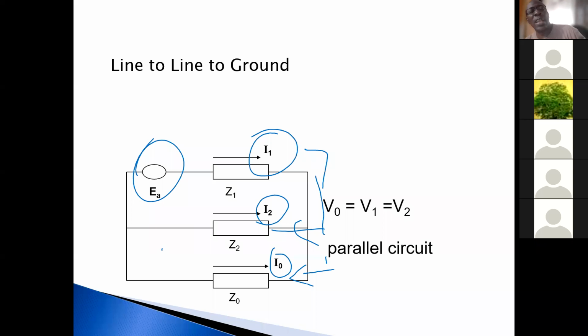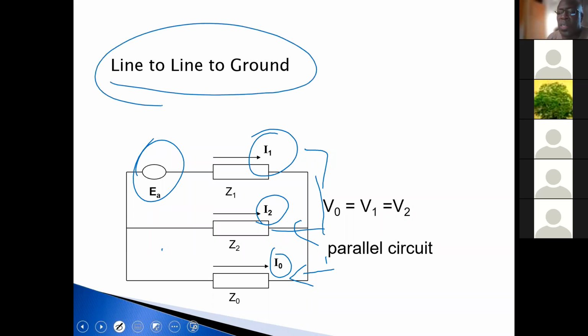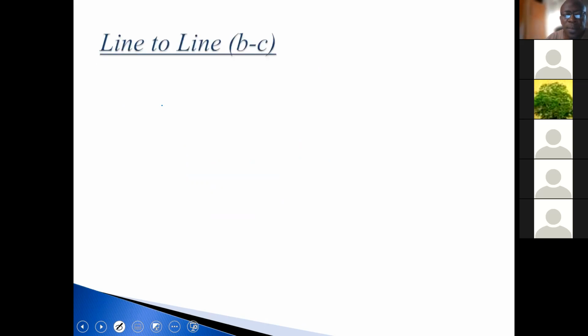So this is for your line to ground, or what we will say in many instances, a double line to ground fault. All right? The other option would be your line to line. So we now have two lines coming together. So if I have two lines coming together, anybody, based on what we have done so far, what would be the boundary conditions?